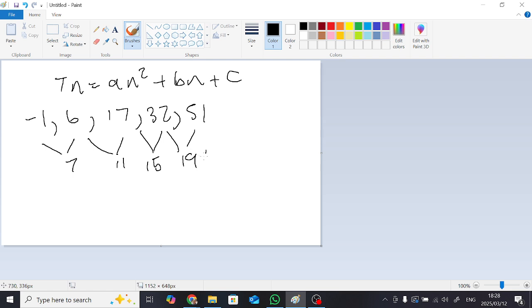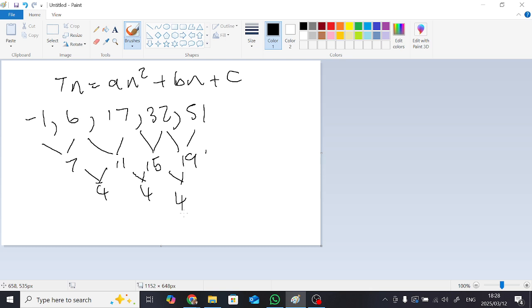Let's find the second constant difference: 11 minus 7 gives us 4, and 15 minus 11 is 4. Okay, so we can see we have two sets of constant differences.